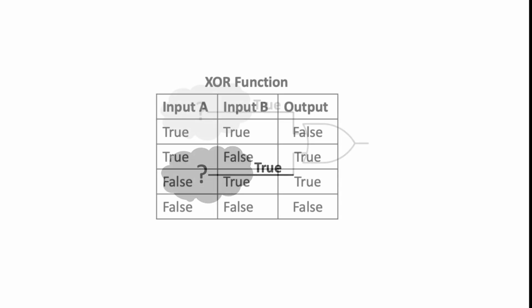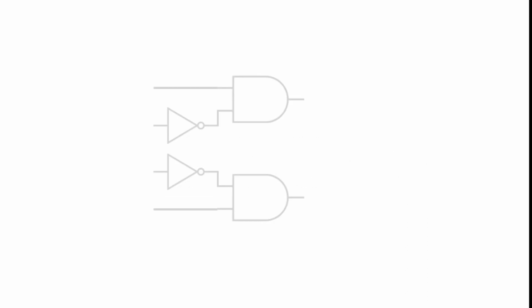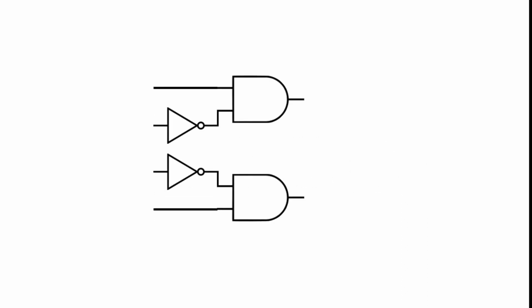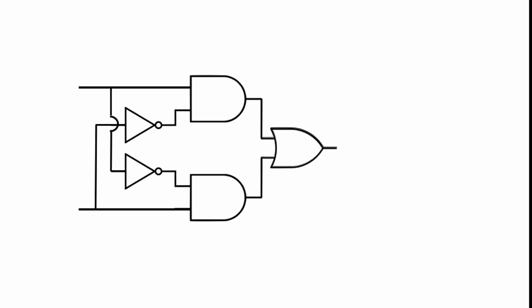Let's try this with the XOR table. If we could build a schematic that only outputs true if input A is true and input B is false, and if we can build a second schematic that outputs true only when input A is false and input B is true, then we can take these two outputs and OR them together to create the final schematic. Each of these two schematics is reasonably simple as shown here. Now let's OR these two schematics together to give us an XOR.